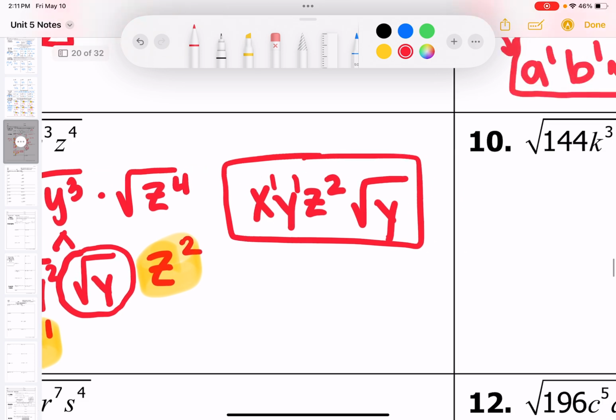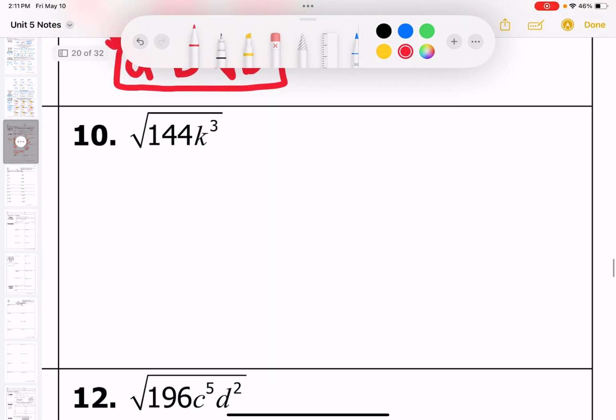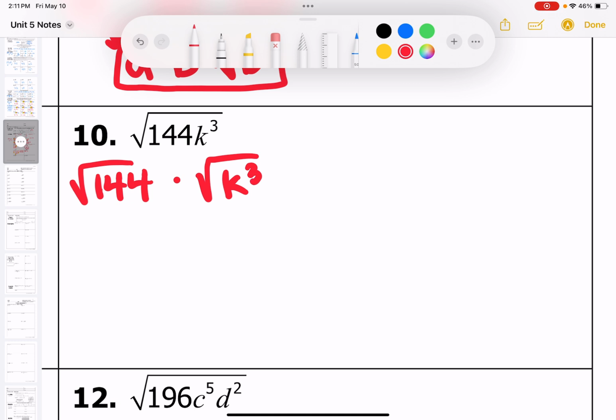All right, number 10, we have square root of 144k to the 3rd. So I'm going to break it up. Square root of 144, square root of k to the 3rd. So I can type square root of 144 in my calculator, and that gives me 12. So that's simplified. Square root of k to the 3rd cannot be simplified, so I need to break it apart.